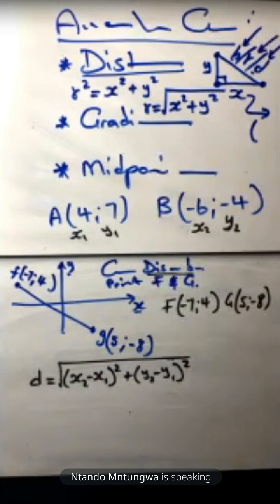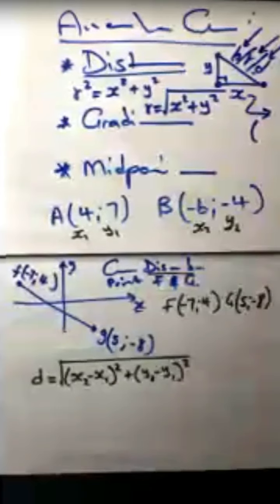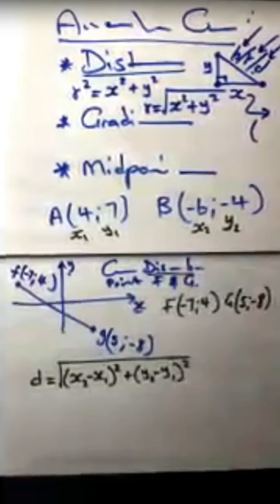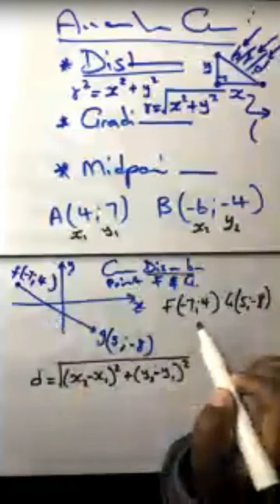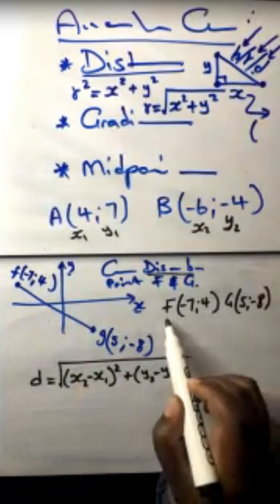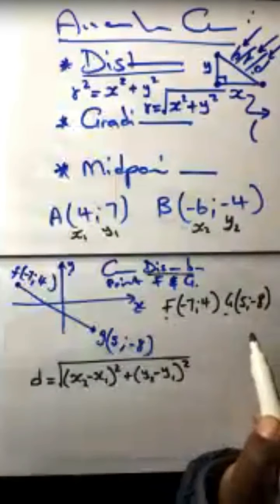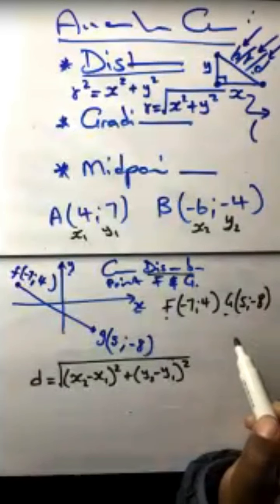Sir, please repeat the question. So the question says calculate the distance between point F and G. So my question is, between F and G alphabetically, which letter comes first and which letter comes second?